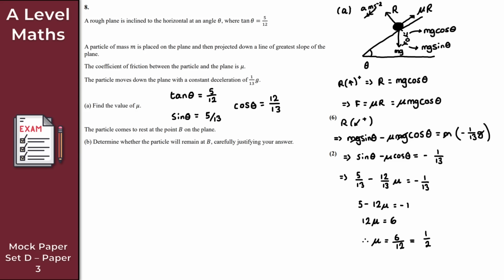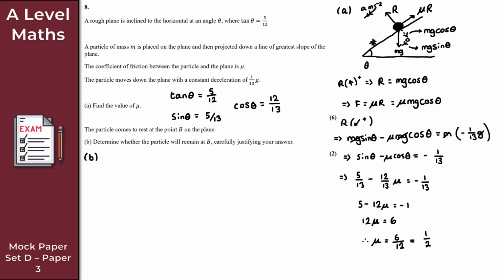But we're not done here because we also have part B as well. So let's just do that over here on the left-hand side. So what we're told here is the particle comes to rest at the point B on the plane, right? So you can imagine here, the particle is projected down the plane, and at some point here, it kind of just stops. Let's just say at this point here, okay? Now, we need to determine then whether the particle will remain at B, carefully justifying our answer. So will it remain at this point here, or will it continue then to slide down the plane?